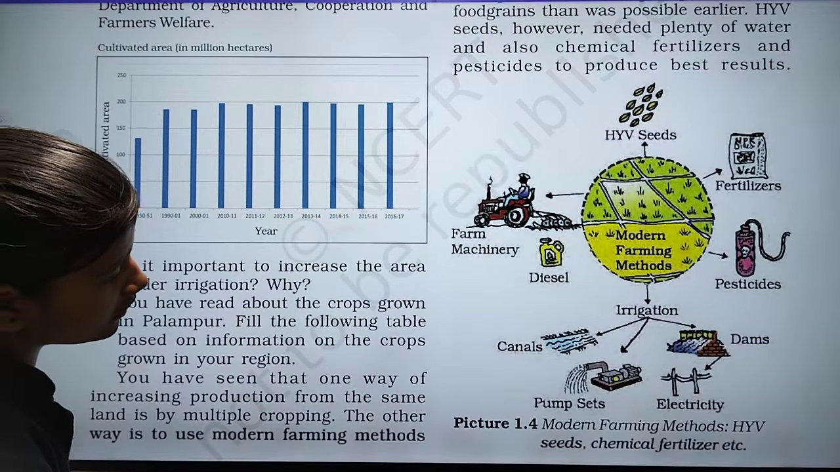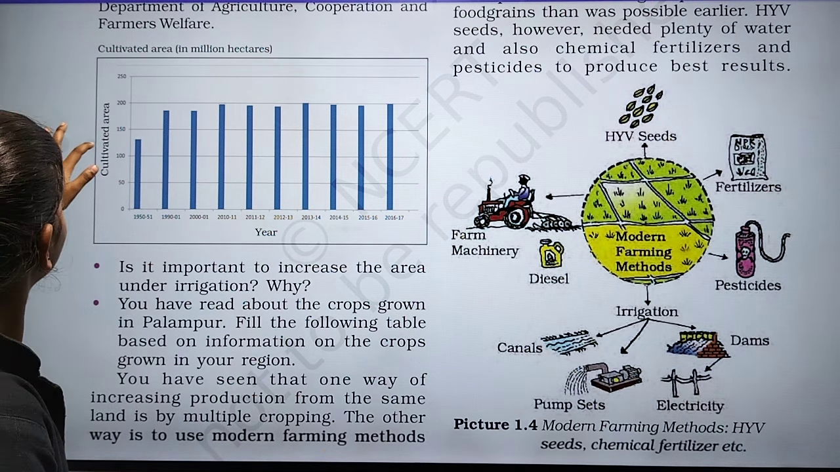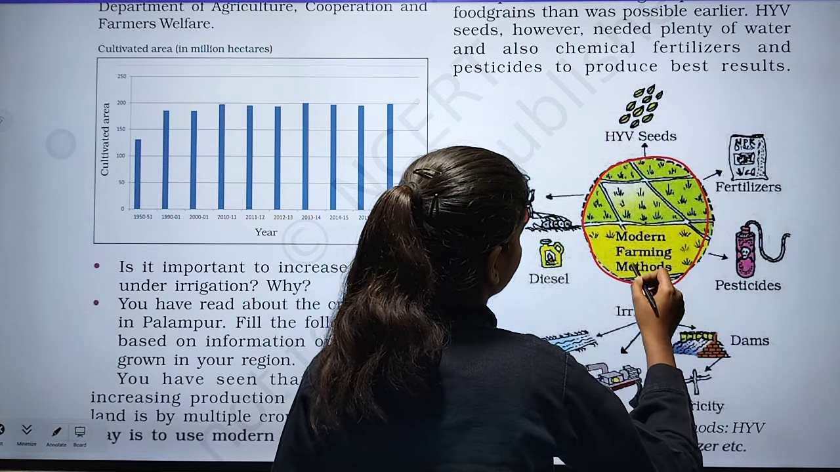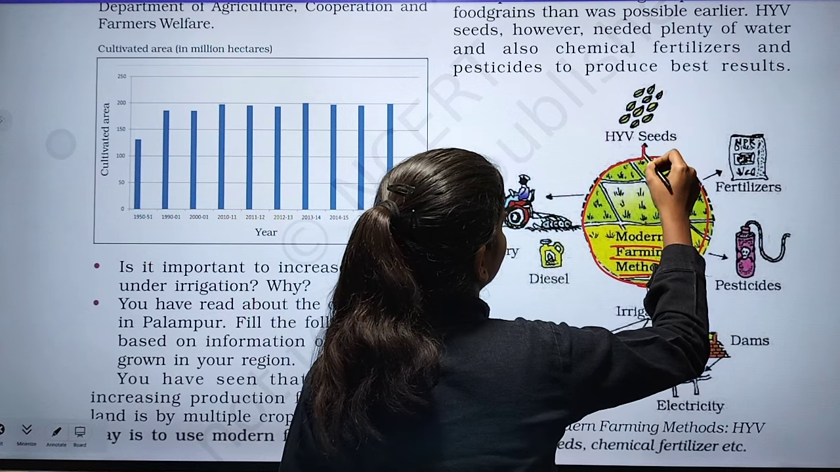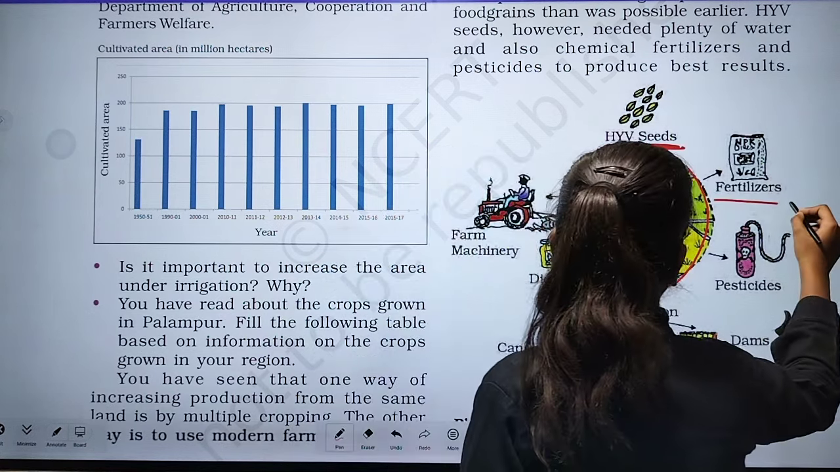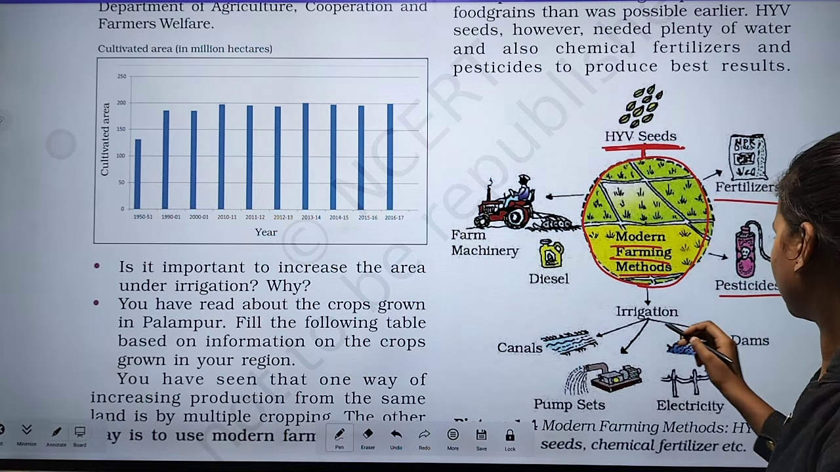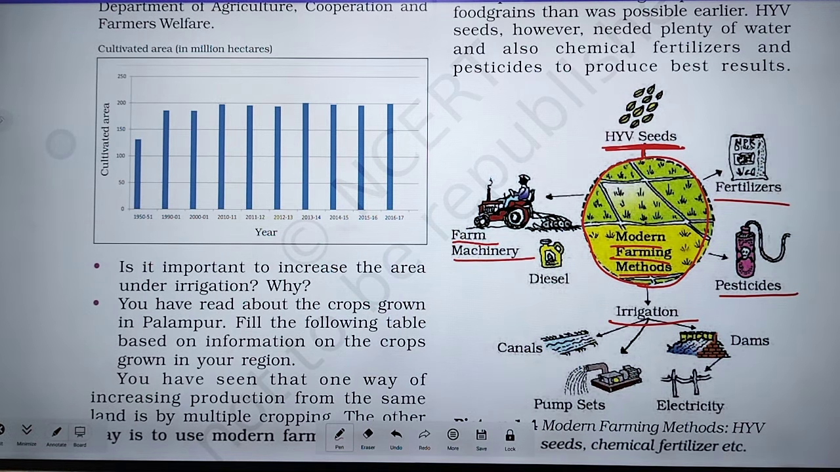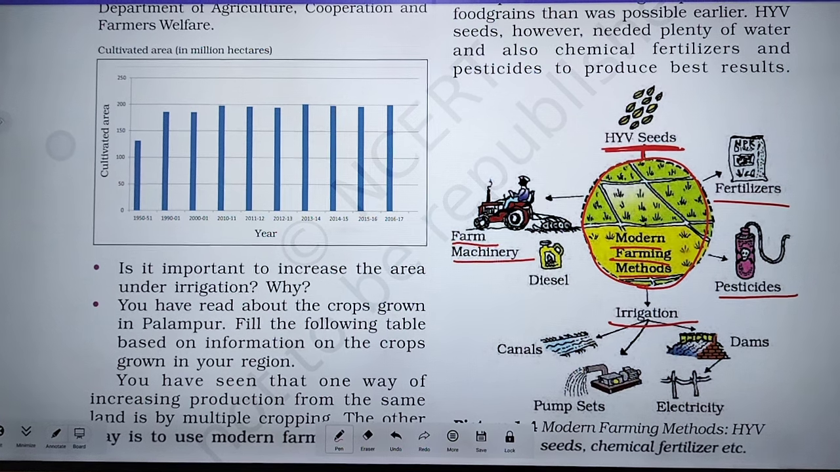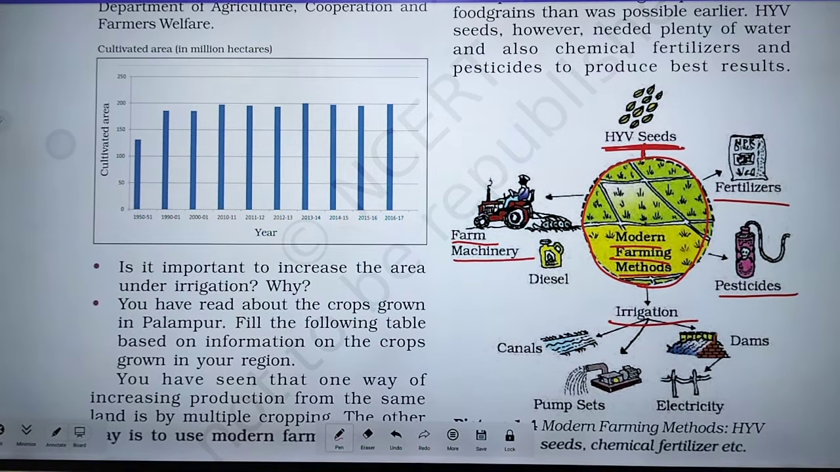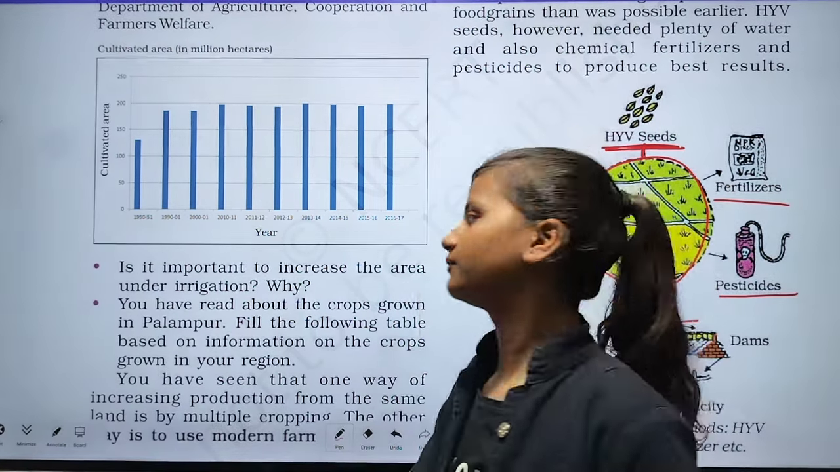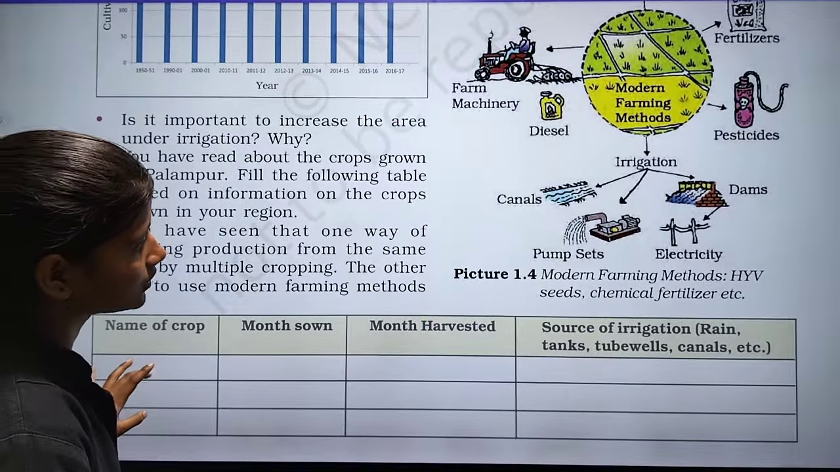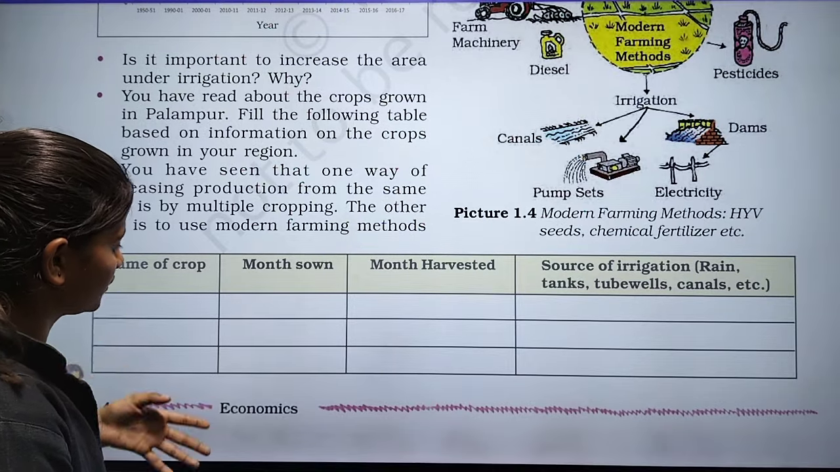This one is the figure of the modern farming method. That farming needs HYV seeds, fertilizer, pesticides, irrigation also, and farm machineries. These all things are collectively known as the modern farming method.